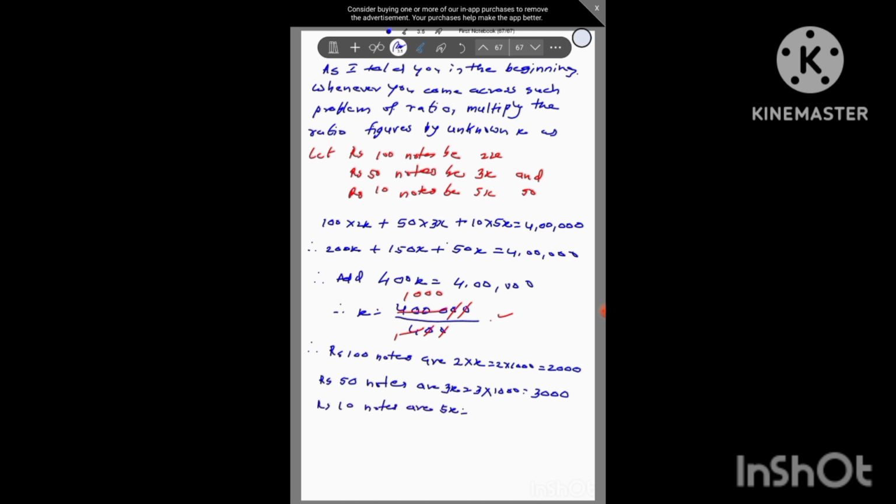So write it. Don't forget to write the units. In this case it is rupees. So you can check by putting these values in the original example and check whether it is right or wrong.